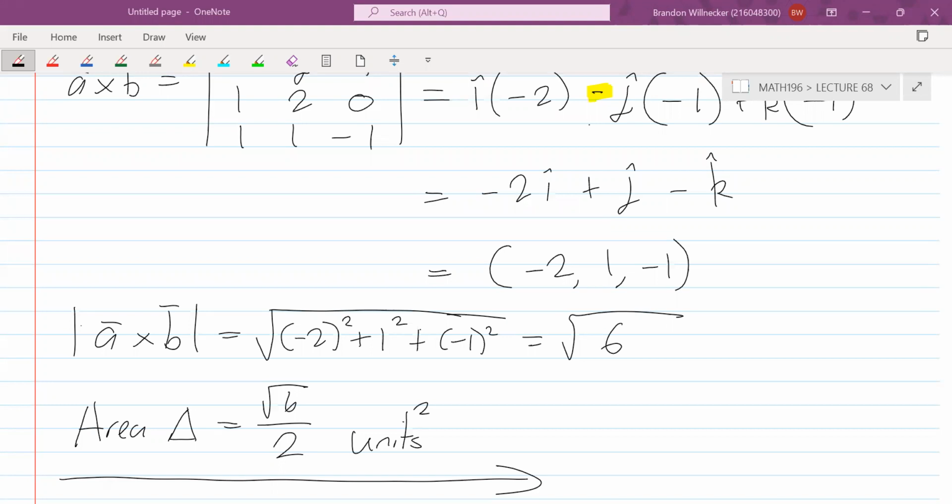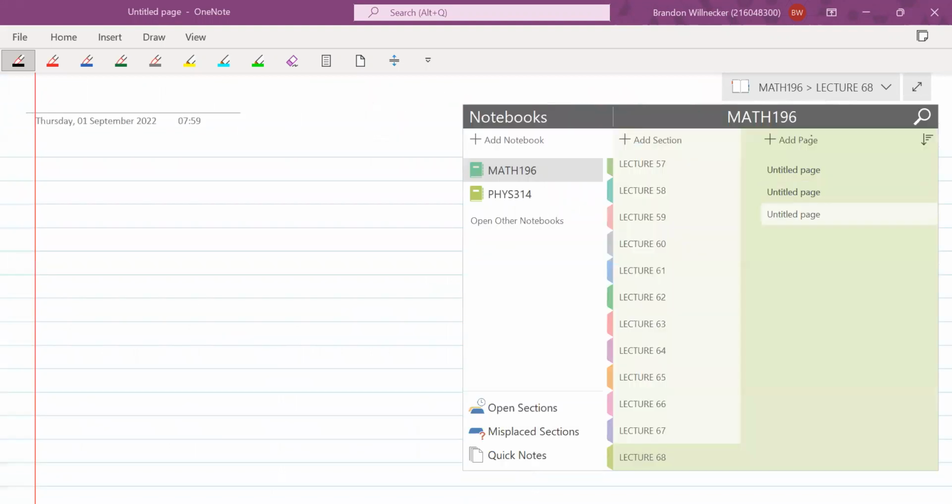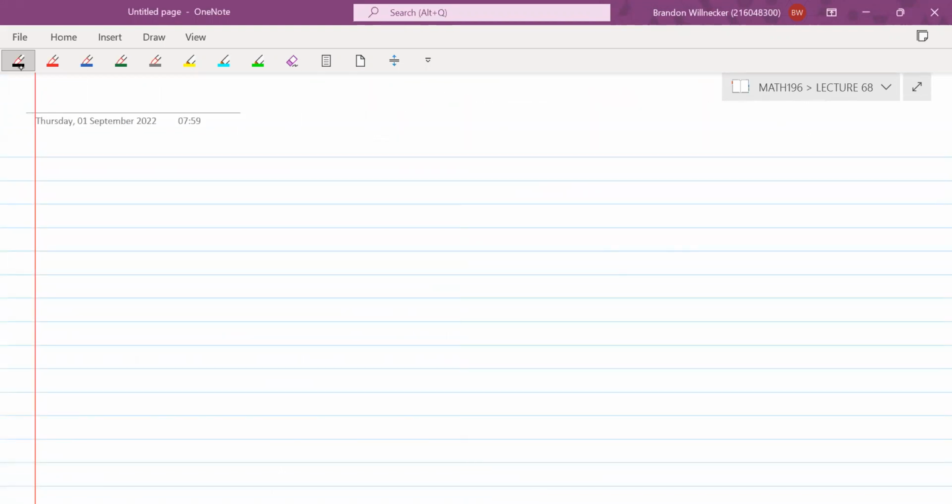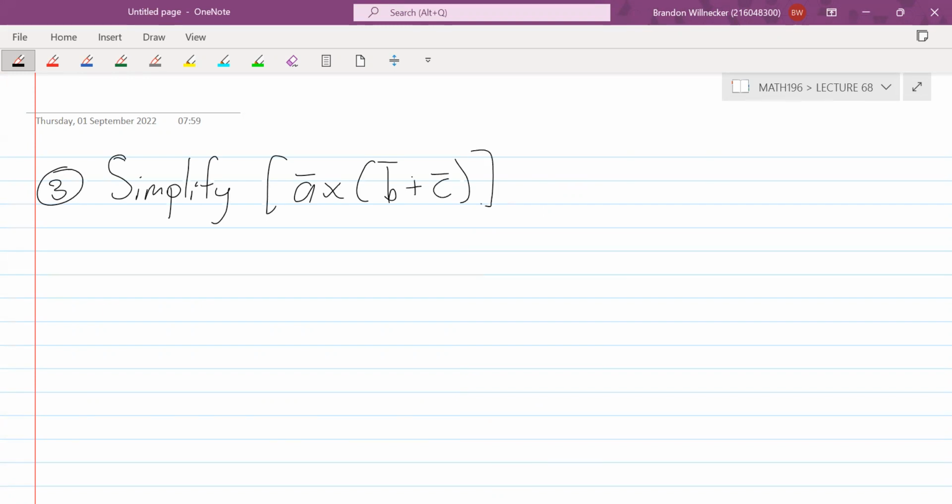Okay, let's have a look at the last one here. So number 3. Okay, so 3, we were given the following question. Simplify, and then we had A cross B plus C, dot product with A plus B.